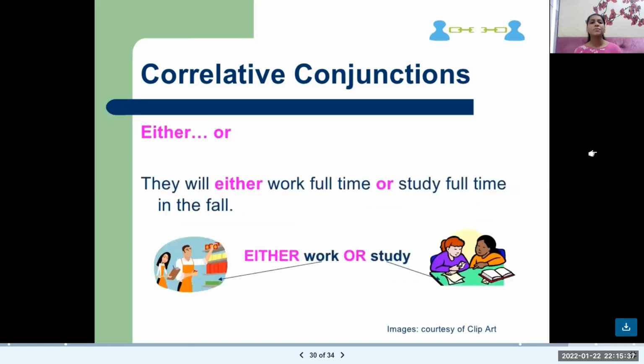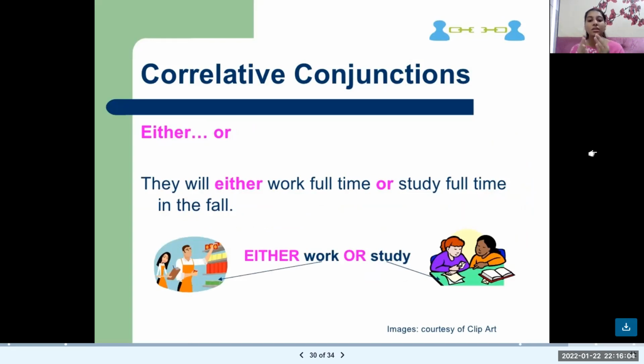Let us see another one, either or. So again, what will happen over here is there will be a word, the first word either, then the dots signify that there will be some words in between, and then the word that is there or that will be used, and then the sentence will be completed. So let us see the example. They will either work full-time or study full-time in the fall, right?